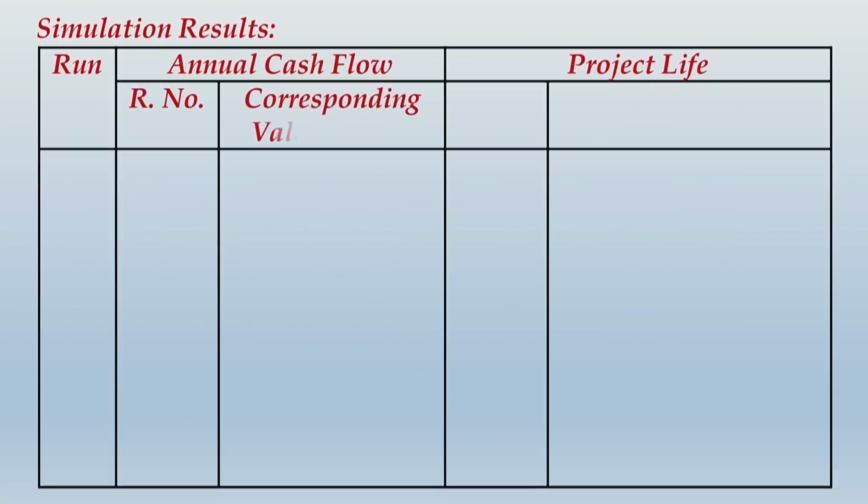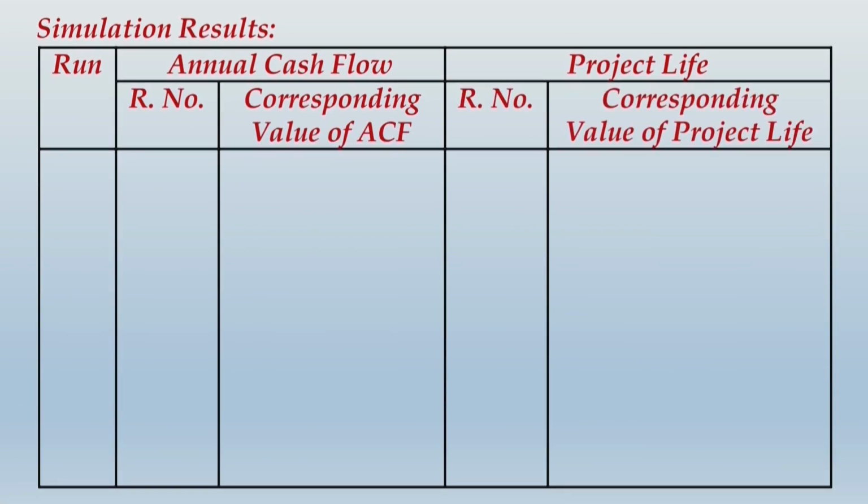Now moving forward, we plot the simulation results, and I will go for the first run where the random numbers will be 53 and 97, 53 for annual cash flow and 97 for project life. The corresponding value of annual cash flow for this random number, based on the random number range that you have plotted, will be rupees 30,000, and based on 97 as random number for project life, the corresponding value will be 9 years.